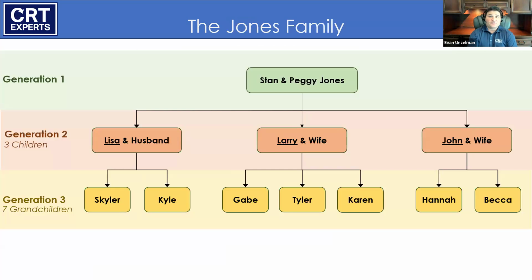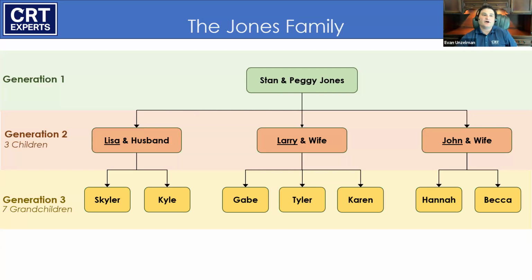So the Jones family. The second and final point on duration here is that in some cases we're going to have to use multiple CRTs to include all the family members and to maximize the duration. If we're looking at the Jones family, we have Stan and Peggy, and then they have 3 children, Lisa, Larry, and John. All are married with children. And if we're creating a CRT for Stan and Peggy, the goal is usually to include as many of these family members as possible. To do that, we can't use one CRT.